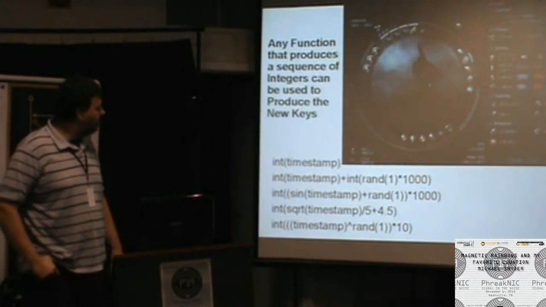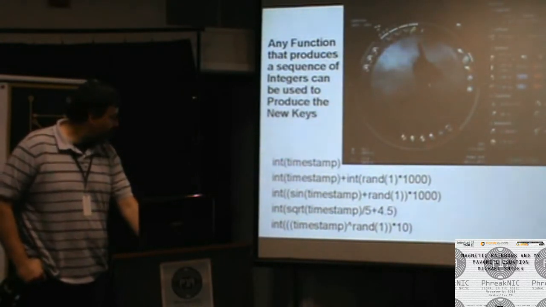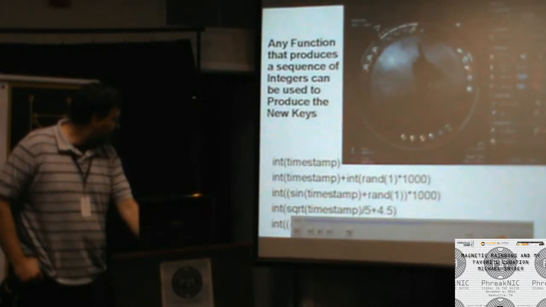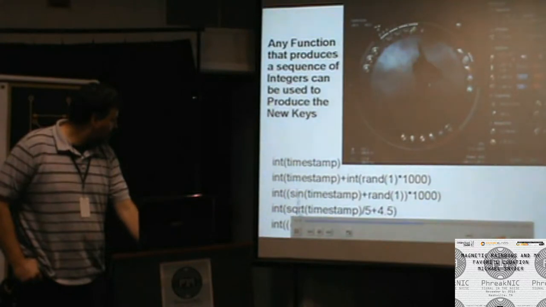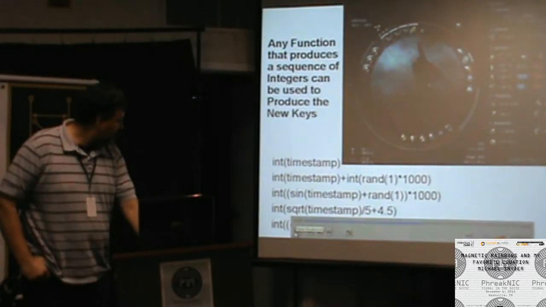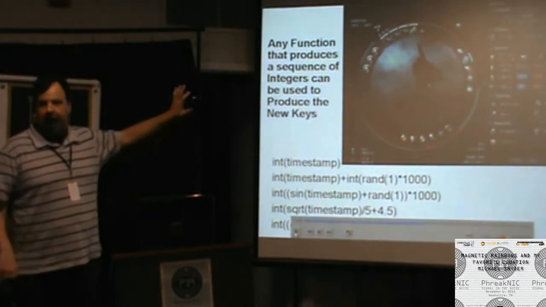Now, I'm not suggesting that we use any one of these ideas. What I'm suggesting is having a big, long library list of all these possible functions, including user libraries, including user entries.